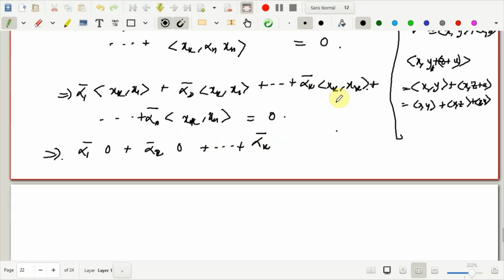If you remember the relation of an inner product with the norm, this can be written as the norm of xk the whole square, and since xk is non-zero, this will always be non-zero, right?